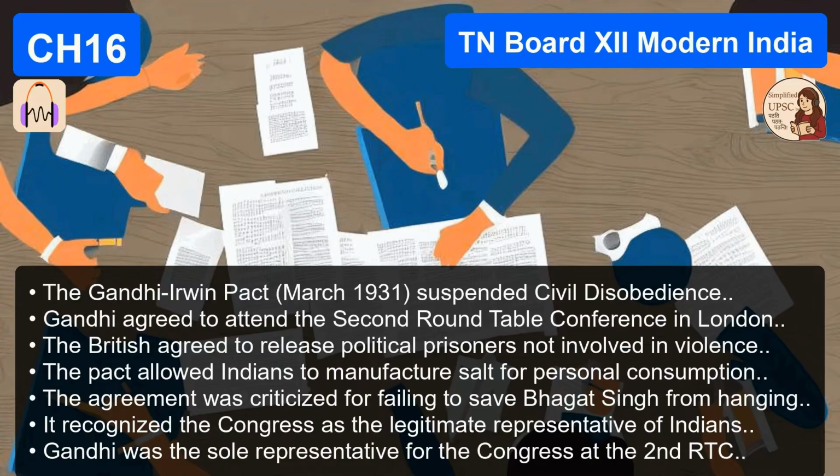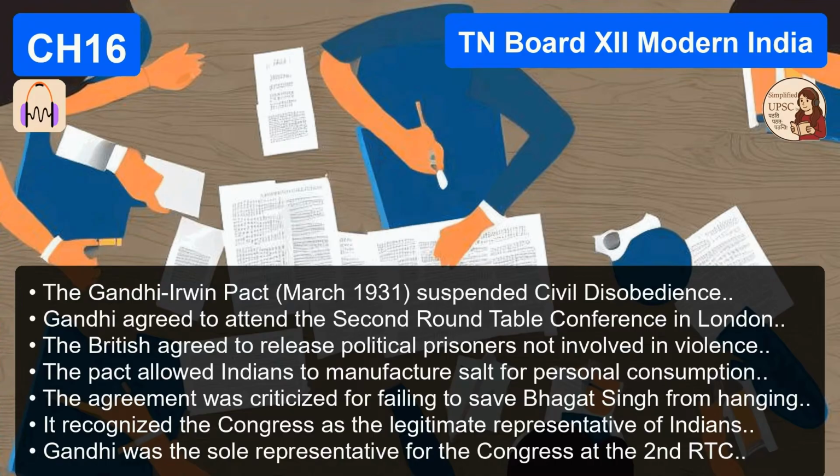Without consulting anyone. The Congress ministries, which had been elected in several provinces in 1937 under the Government of India Act of 1935, all resigned in protest. Their argument was simple. We cannot fight for freedom and democracy abroad when we are denied it at home.